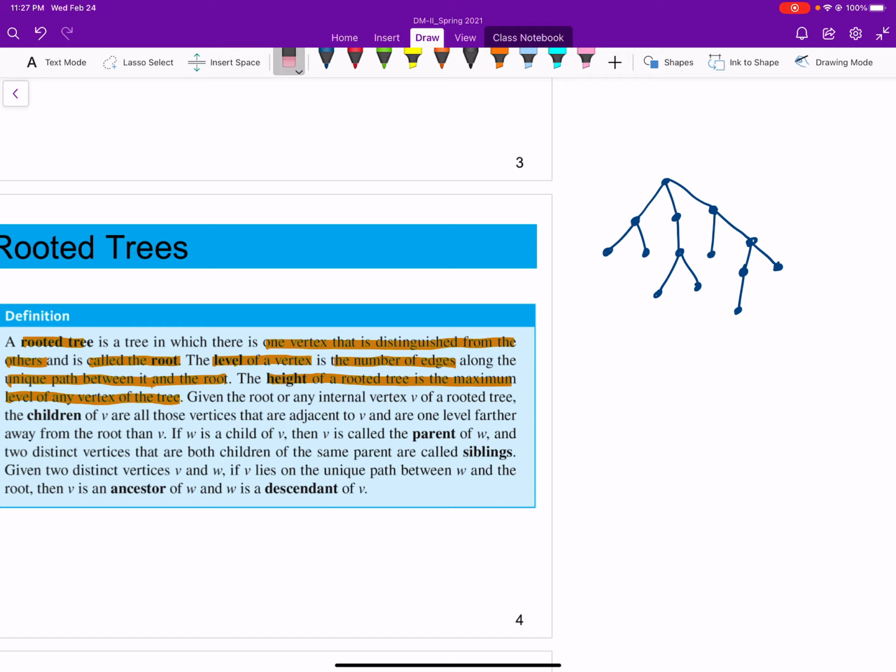If you consider this as V, the level of V is the number of edges when you get into V from the root. So this is the root. When you want to get into V from the root, this is the path you follow. So the level of V is 2.